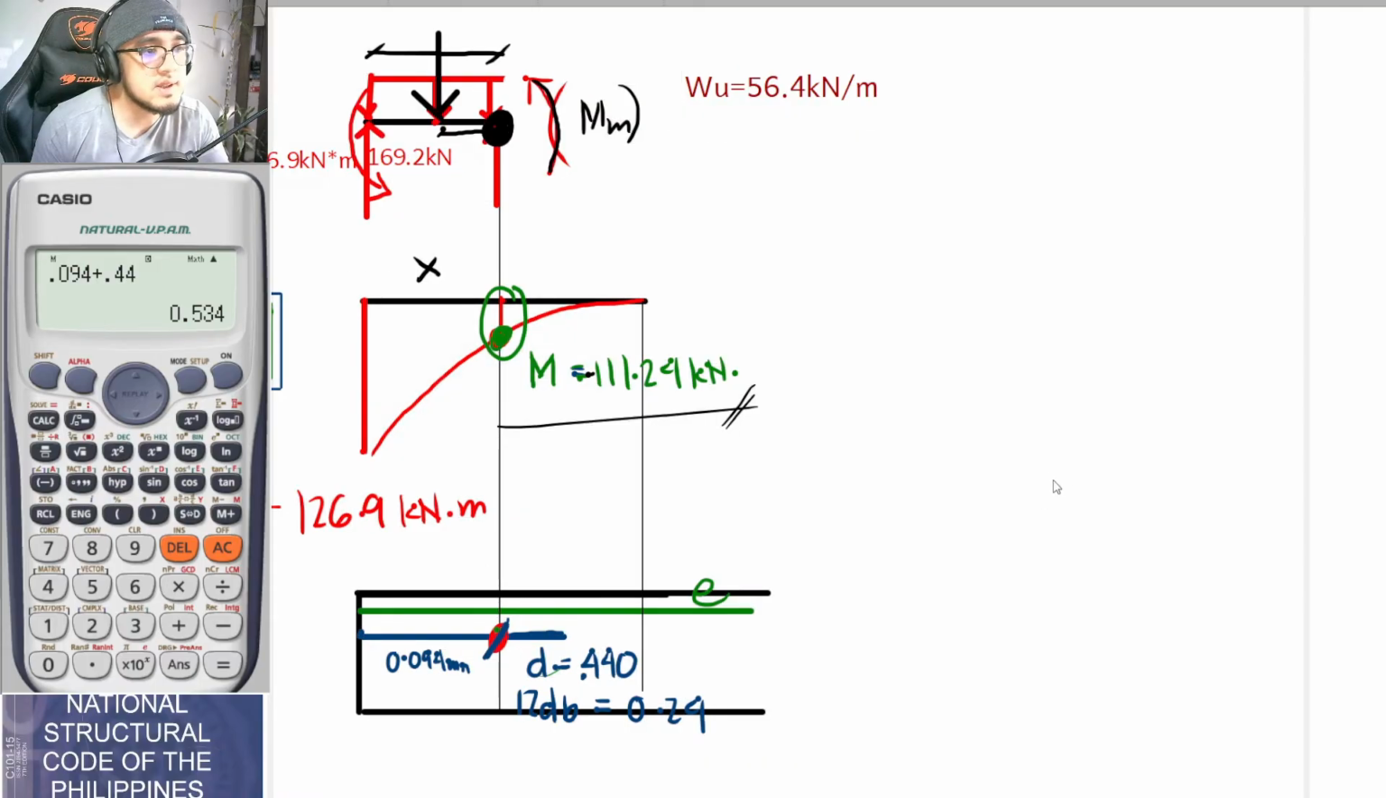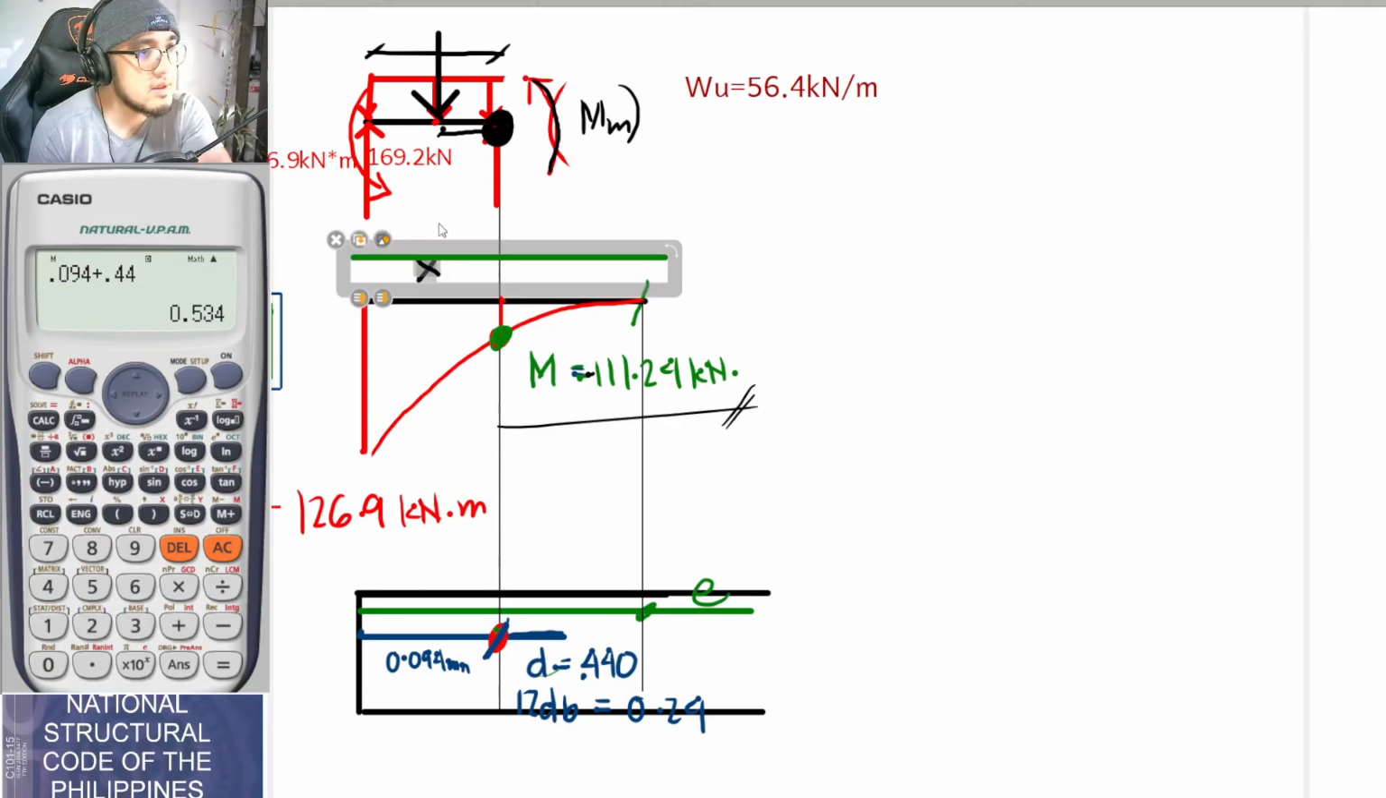Okay, so let us now solve for what is to be the theoretical cutoff point of bars M. So what we will be doing is that we will now be solving for this whole length. So how can we do that? Same procedure. Same procedure here.